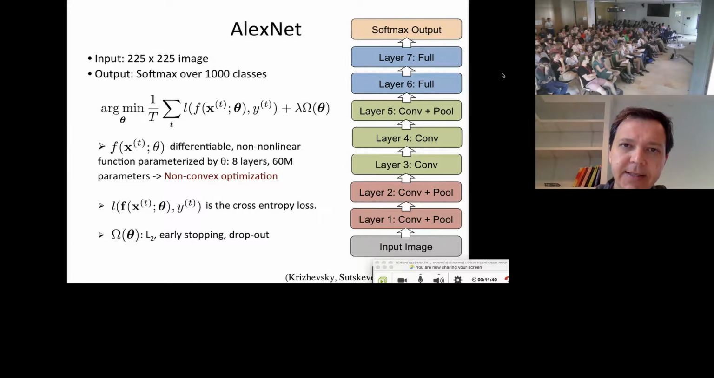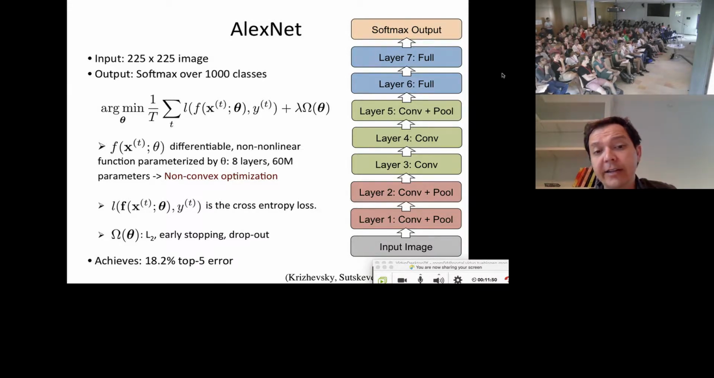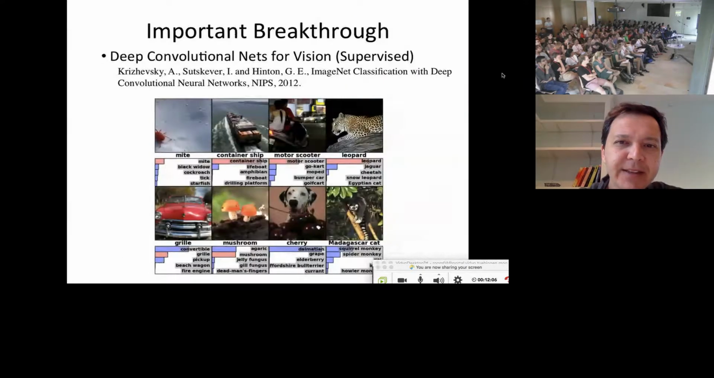Okay, so this is the class of supervised learning. This particular model was developed back in 2012 and achieved 18% top 5 error. Top 5 basically means that out of 5 predicted classes, if one of them is correct, you count it as a correct prediction. This was viewed by many as a very important breakthrough back in 2012. It was done by Alex Krizhevsky, Ilya Sutskever, and Jeff Hinton, who reduced the error rate substantially compared to a lot of standard techniques that people had used before.